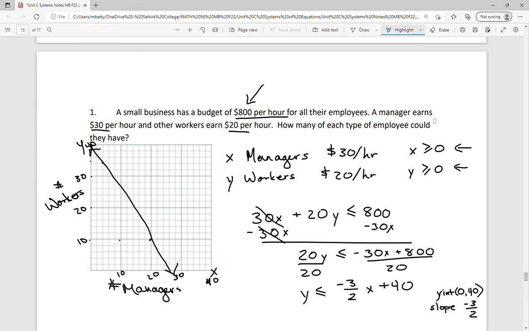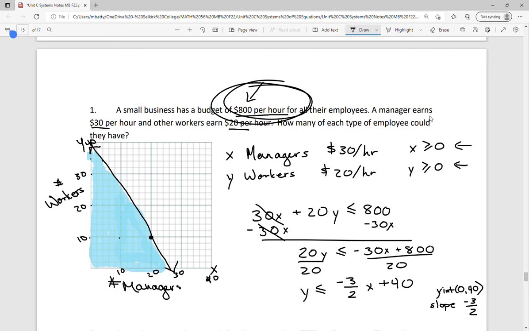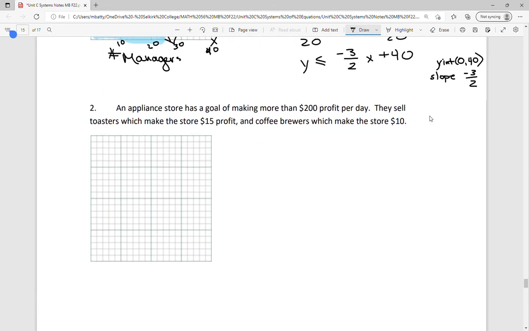And then this half plane business. This is a simpler question. We're going to have the y values smaller than my line here. So this is a region that represents the possible human resource combinations for this company. Now, I don't know if this is truly an optimization problem, because I certainly wouldn't want 20 managers and 10 workers. I don't think that's super practical, even though that's a point on the graph, right? But it does give us a way to meet this constraint of $800 per hour for all our employees. So that's a start in working up these word problems.